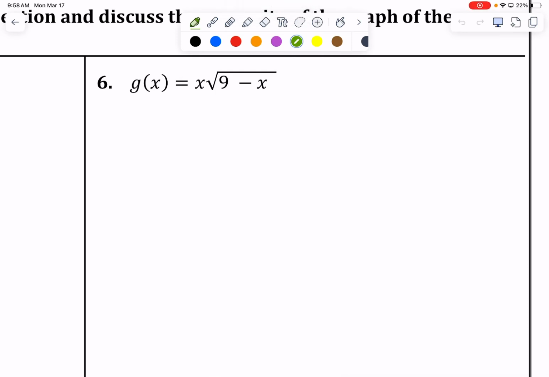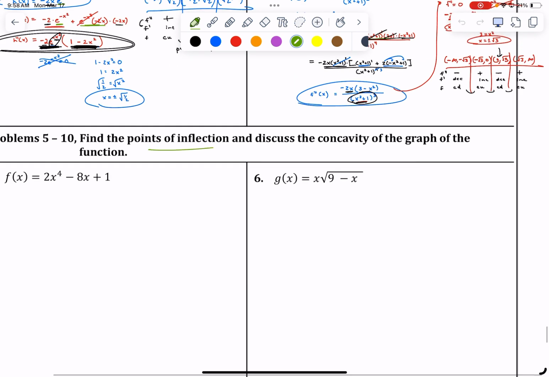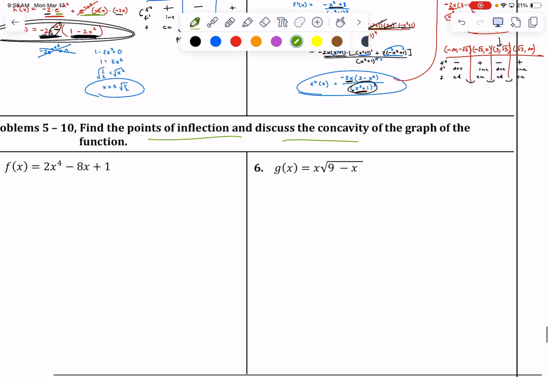All right, number 6. g of x is equal to x times the square root of 9 minus x. Okay? Don't do it. We're going to have to take a derivative. We just want to discuss concavity and points of inflection, so we're not doing any of the first derivative stuff. We're just going straight to the what? Second derivative. Here we go.